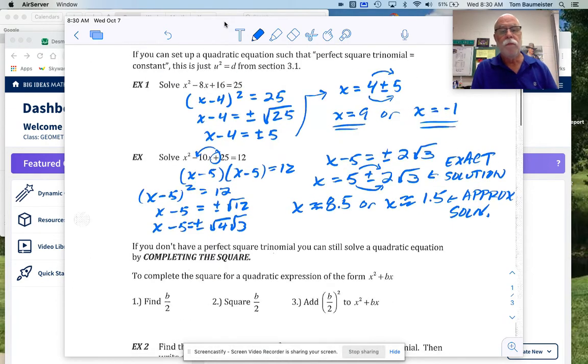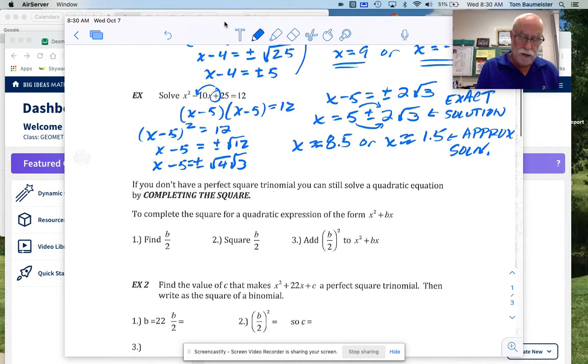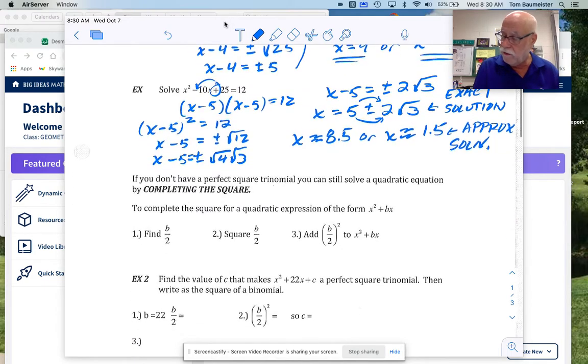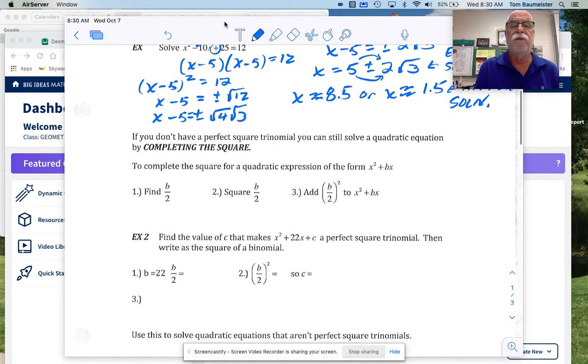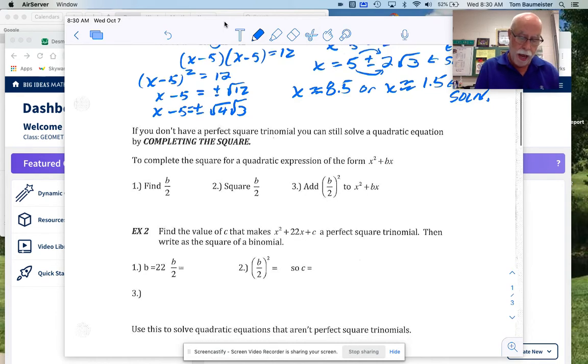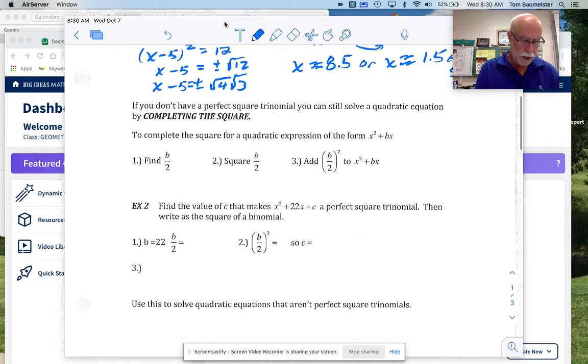Okay, all right. So if you don't have a perfect square trinomial, you can still solve a quadratic equation by completing the square. So to complete the square for a quadratic expression of the form x squared plus bx, first, number one, find b divided by 2. And we're going to do an example here for you. Second, square b divided by 2. Third, add (b over 2) squared to x squared plus bx. All right? So we're going to do that.